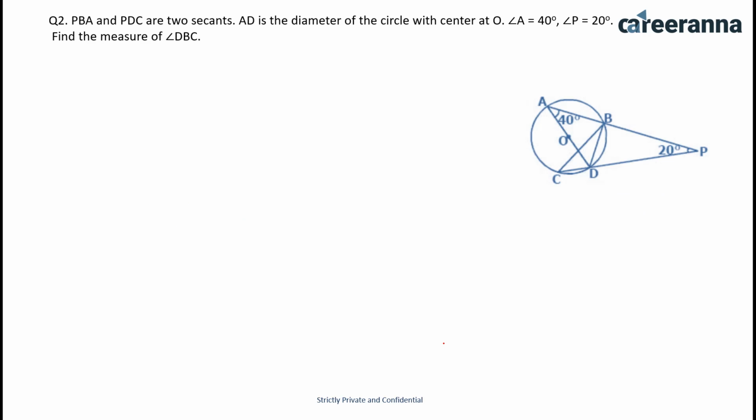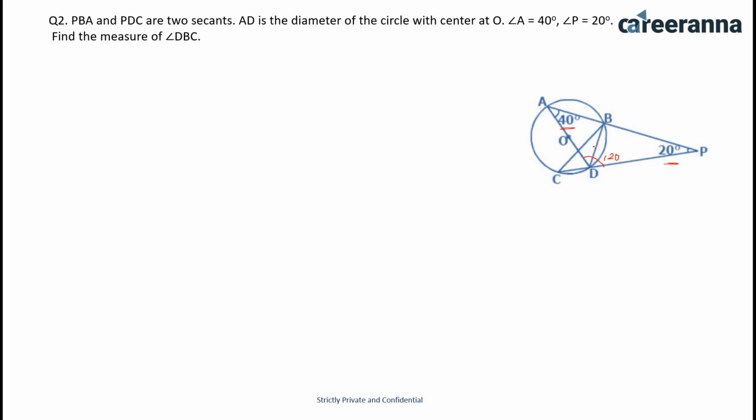So the question is saying PBA and PDC are two secants. AD is the diameter of the circle with center O. Angle A is equal to 40. Angle P is equal to 20. Find the measure of the angle DBC. So for this question, angle A is given as 40 and angle P is given as 20. So I can say this whole angle will be 180 minus 60, which is 120.